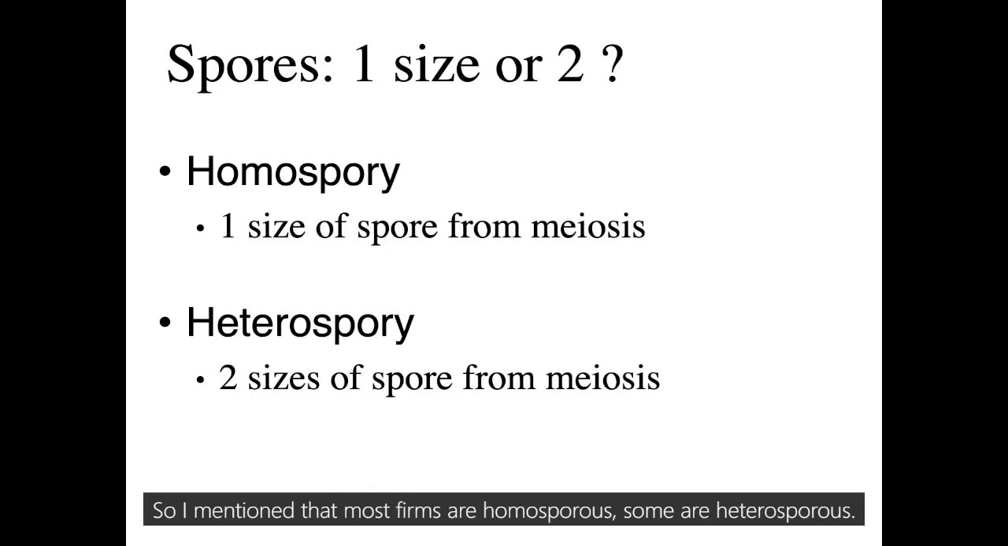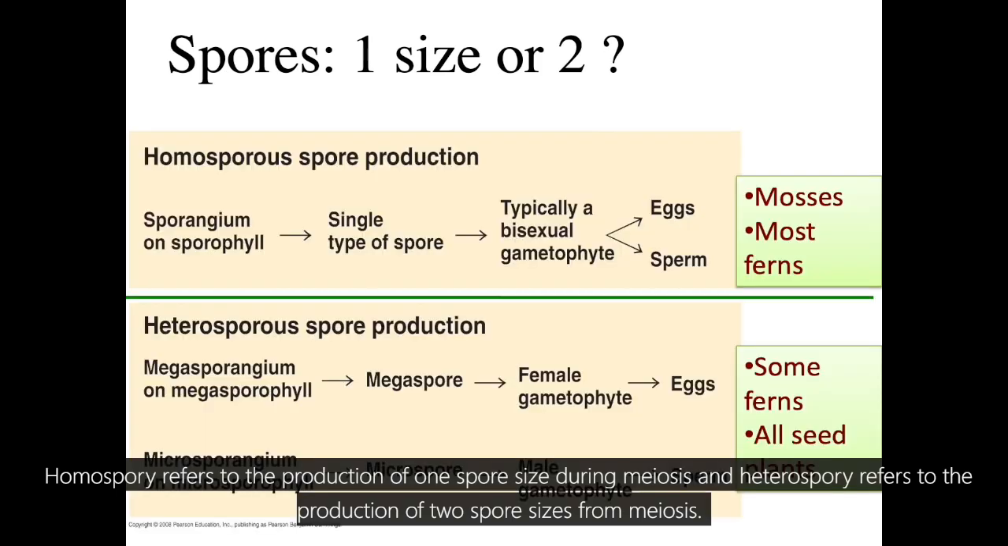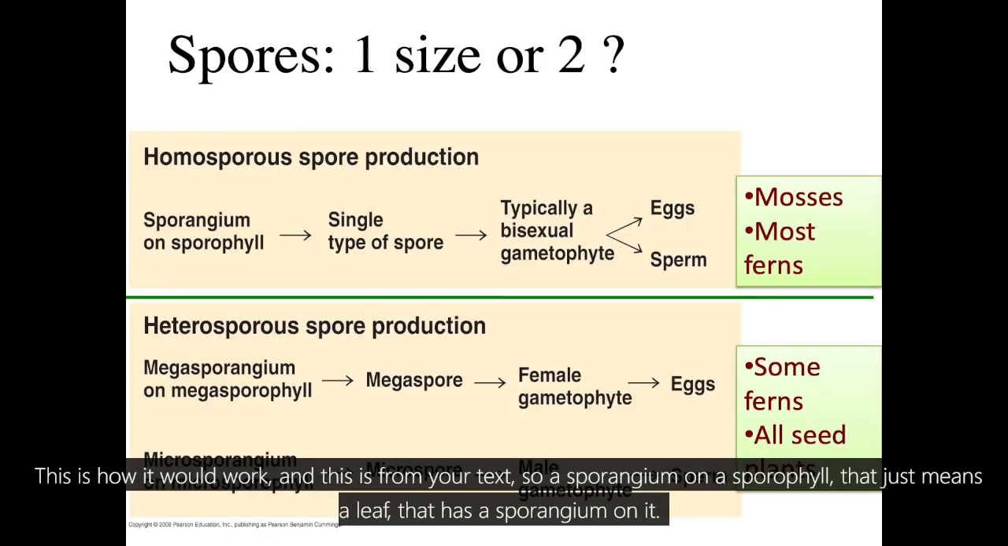So I mentioned that most ferns are homosporous. Some are heterosporous. Homospory refers to the production of one spore size during meiosis, and heterospory refers to the production of two spore sizes from meiosis. So this is how it would work, and this is from your text. A sporangium on a sporophyll, that just means a leaf that has a sporangium on it.